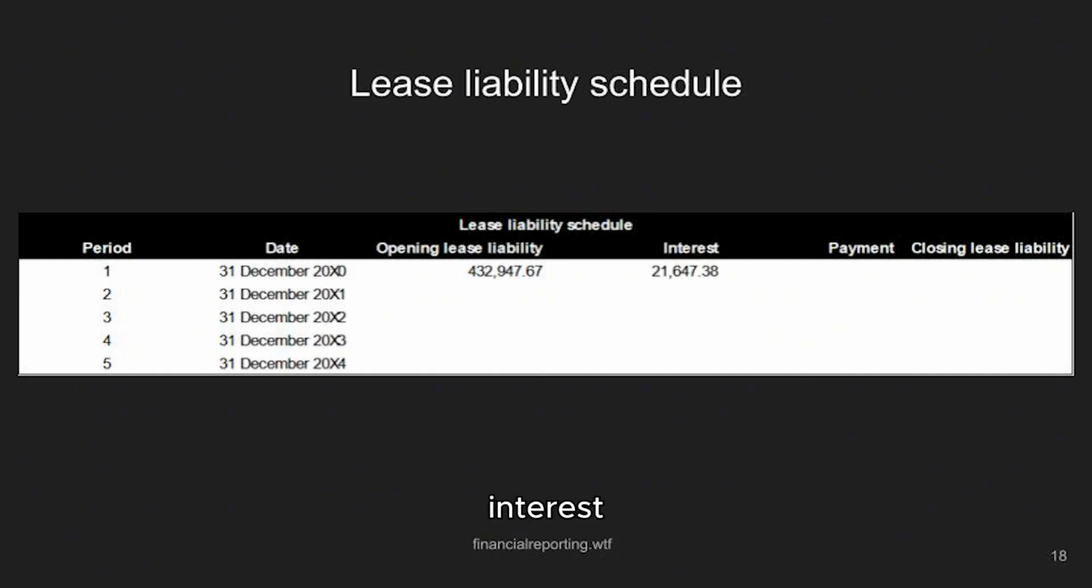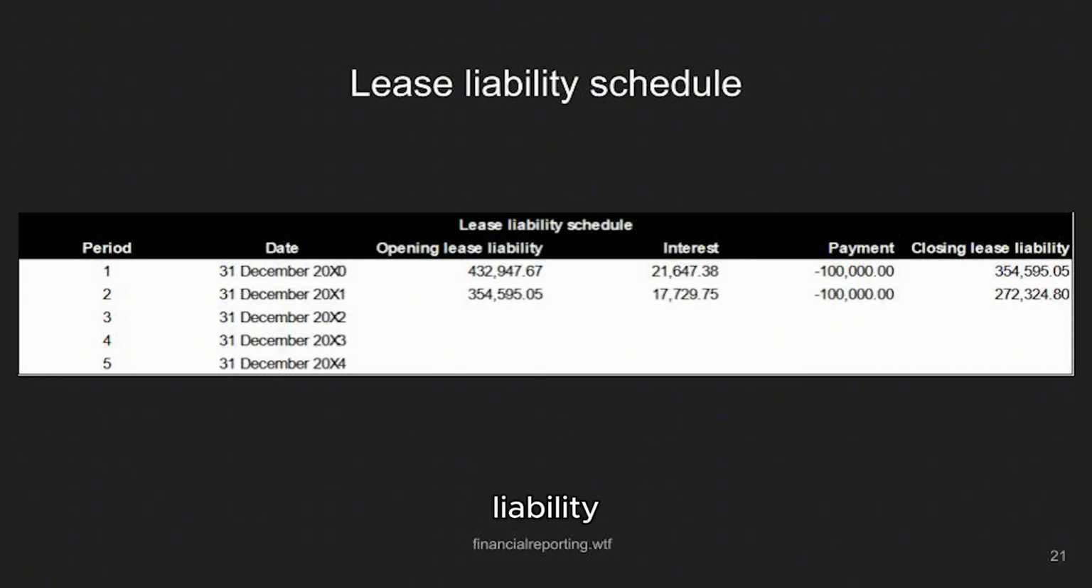Now we've got our interest for the period. This is an increase to our lease liability because we are unwinding our discounting of payments as time elapses and our payments become payable. We can now add our payment to the schedule, deducting from our lease liability balance. Taking our opening lease liability, adding interest, and deducting our payment gives us our closing lease liability.